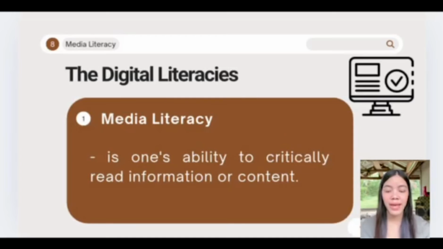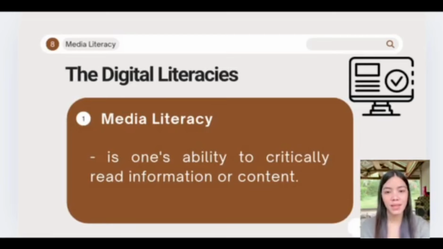It involves understanding how media messages are constructed, the underlying commercial, ideological, and political implications, and the relationship between form and content. Media literacy empowers individuals to recognize biases, discern credible sources from misinformation, and become active participants in shaping public discourse.